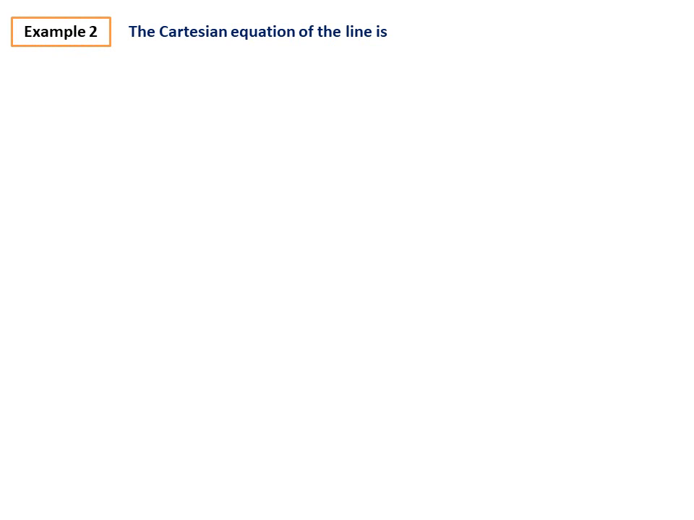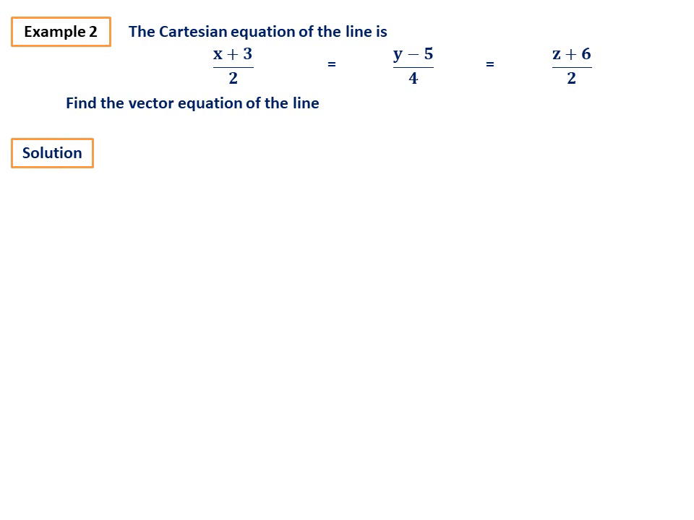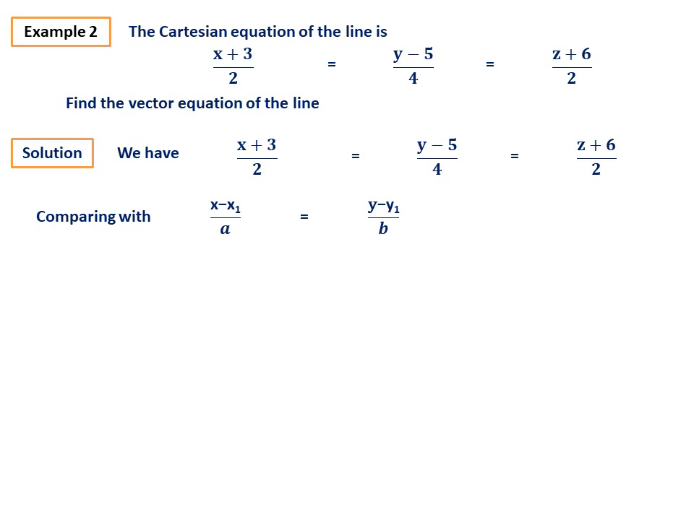Example 2. The Cartesian equation of the line is given: (x + 3)/2 = (y − 5)/4 = (z + 6)/2. What is asked is to find the vector equation of the line. As I told you in the beginning, sometimes the vector equation is given and you have to find the Cartesian equation; if the Cartesian equation is given, it can be converted into vector form also. So here we have to understand this one.